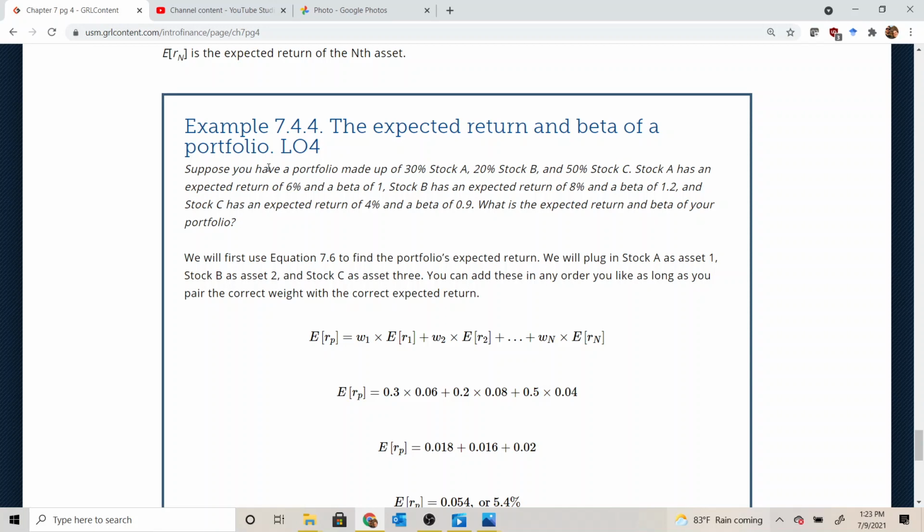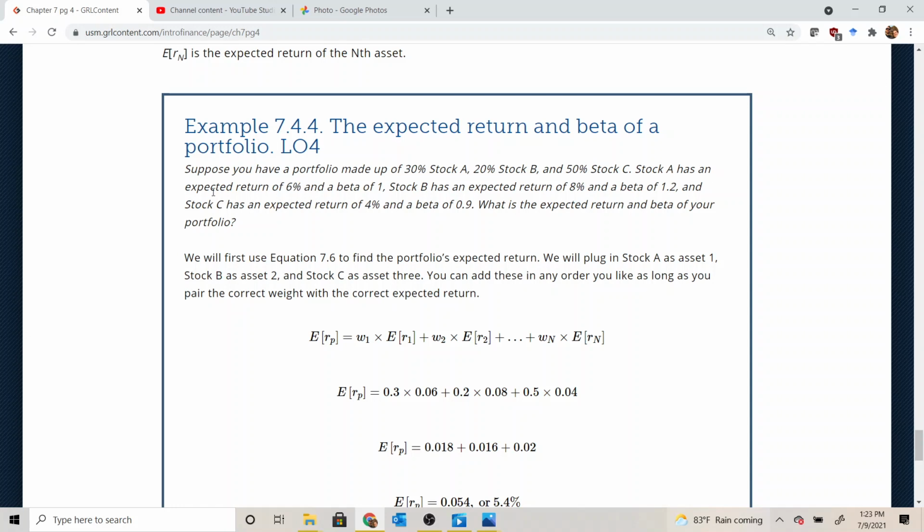So suppose you have a portfolio made up of 30% stock A, so that means 30% of your money is invested in stock A, 20% stock B, and 50% stock C. Notice that these sum to 100, so we've got 30 plus 20, which is 50, plus 50 in stock C. So this is 100% of our money spread across three stocks, where 30% is in stock A, 20% is in stock B, and 50% is in stock C.